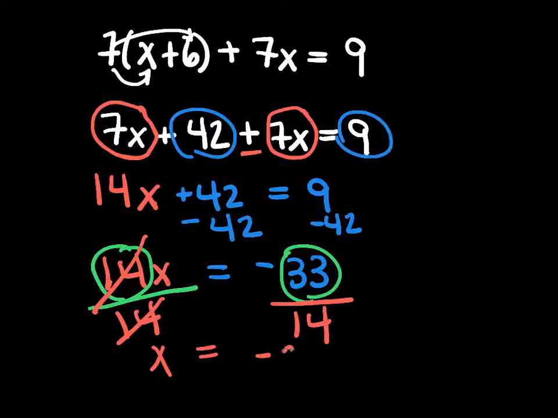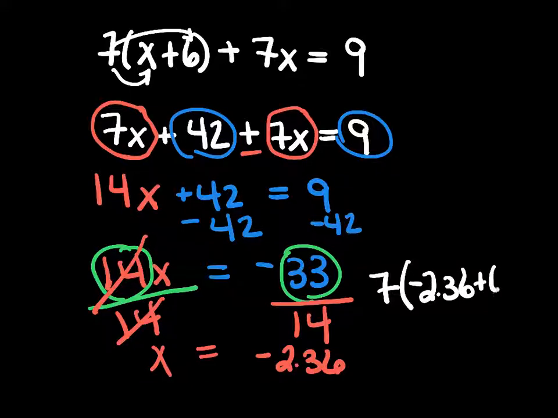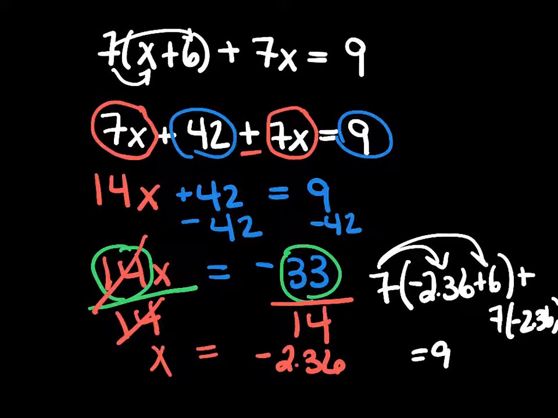negative 2.36. Okay. And again, I rounded that number off, but if we were to put that number back in, we would see that we get the answer. So let me go back here. So if we were to check our work, we would say 7 times negative 2.36 plus 6 plus 7 times negative 2.36 equals 9.